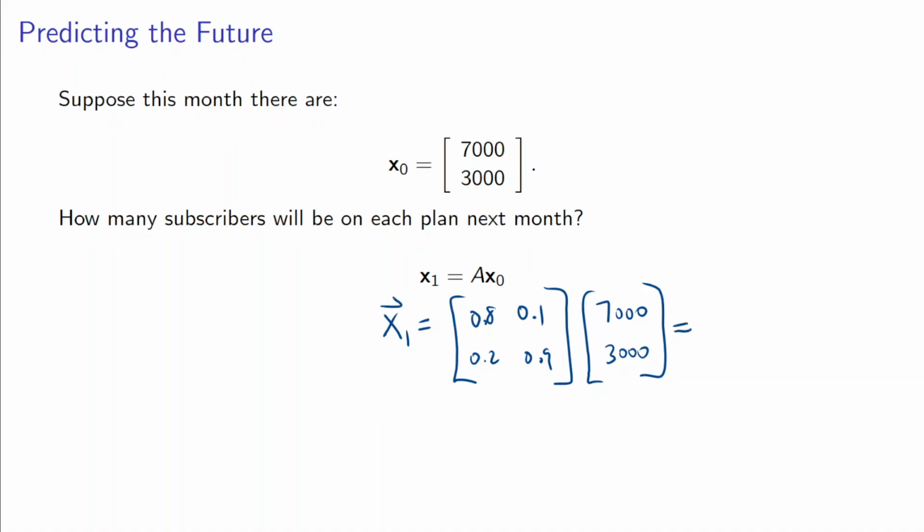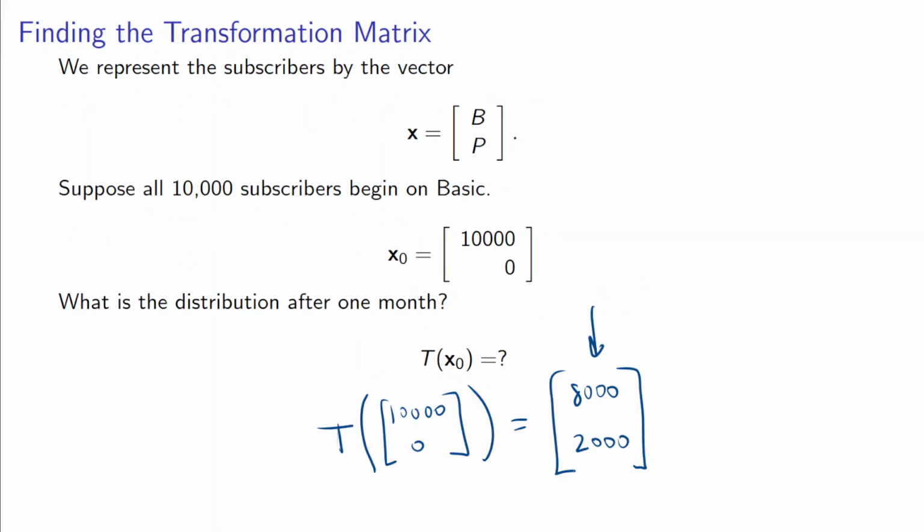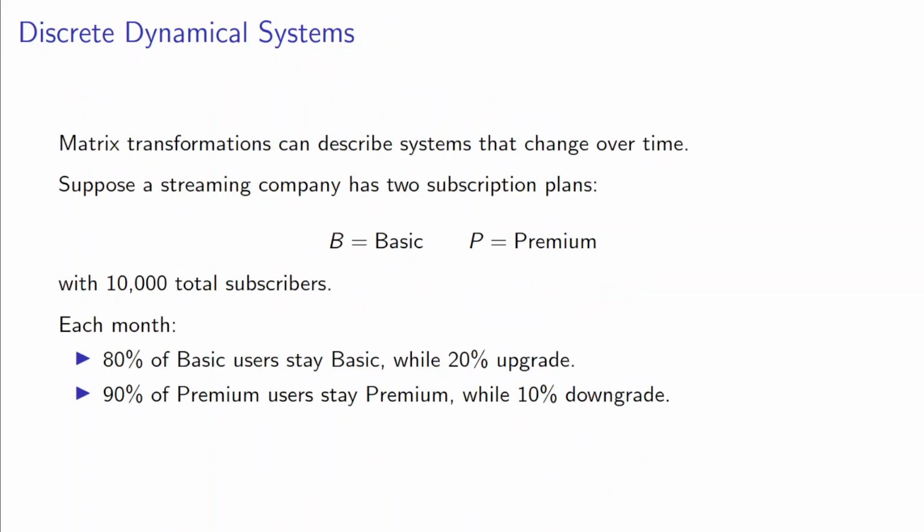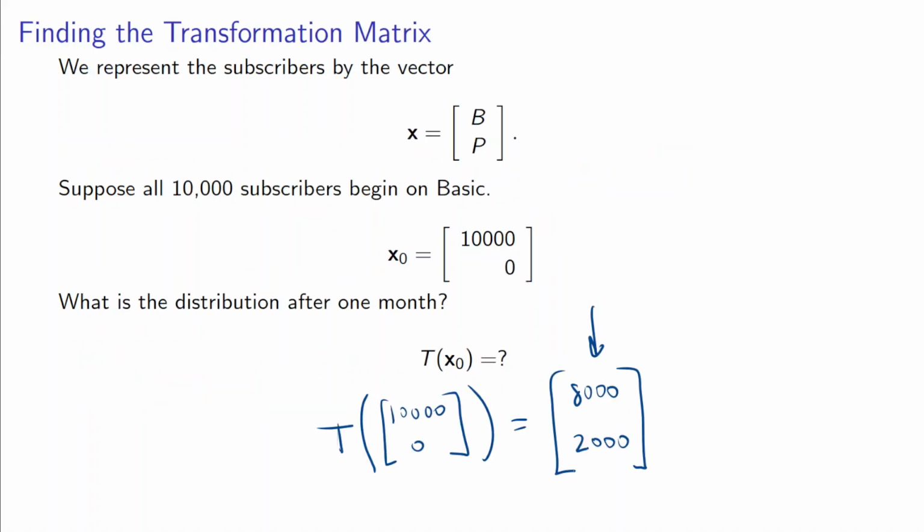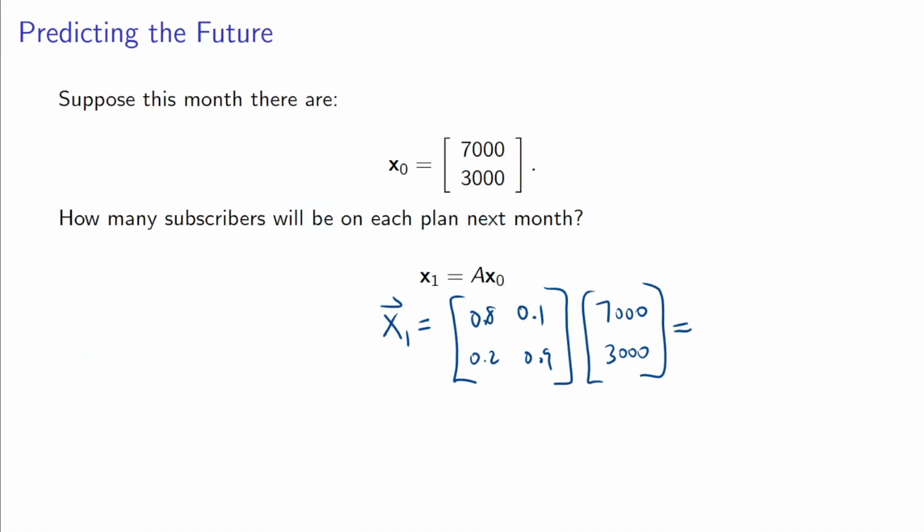Now you could just do this directly, where you know the rule and take those 7,000 basic members and send 80% of them to basic and 20% to premium, and take those 3,000 premium members and do the 90% and 10% and figure out where you are. But this is a little bit easier, and we're going to see how using these matrices is going to simplify things even more as we move forward, and especially as we get to some topics later in the course.